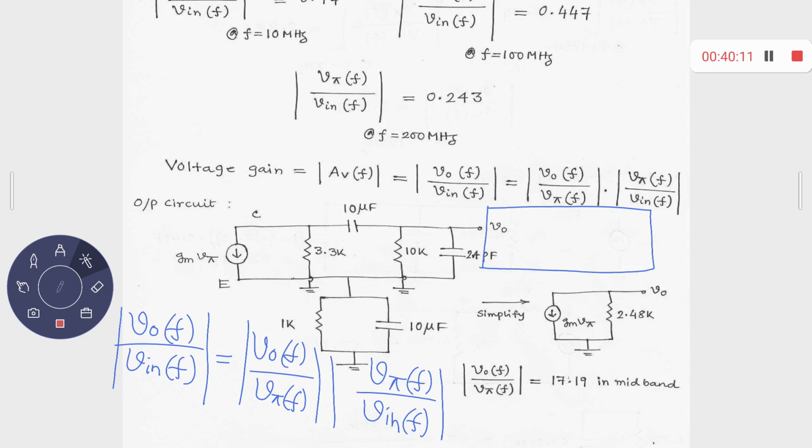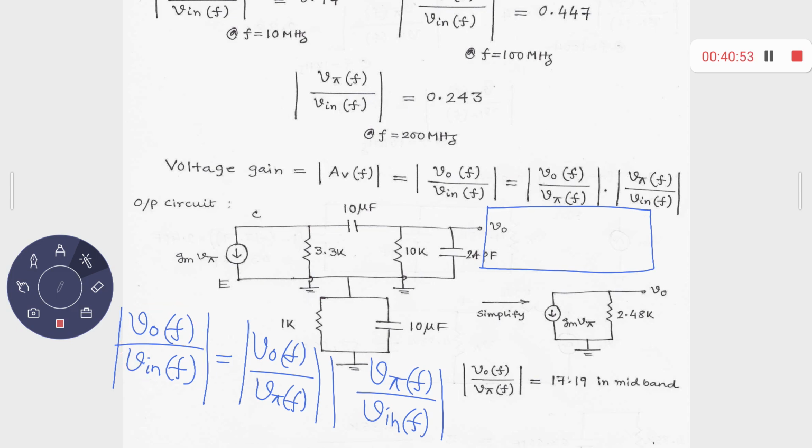So 17.19 multiplied with this. Overall gain, as I have told you, is this 0.278 or 0.818 or 0.94, this fraction, V pi by V in. So for example at 100 hertz, we have got that this value is equal to 0.94. So what is the overall gain? 0.94 multiplied with 17.19. That is the mid-band gain.